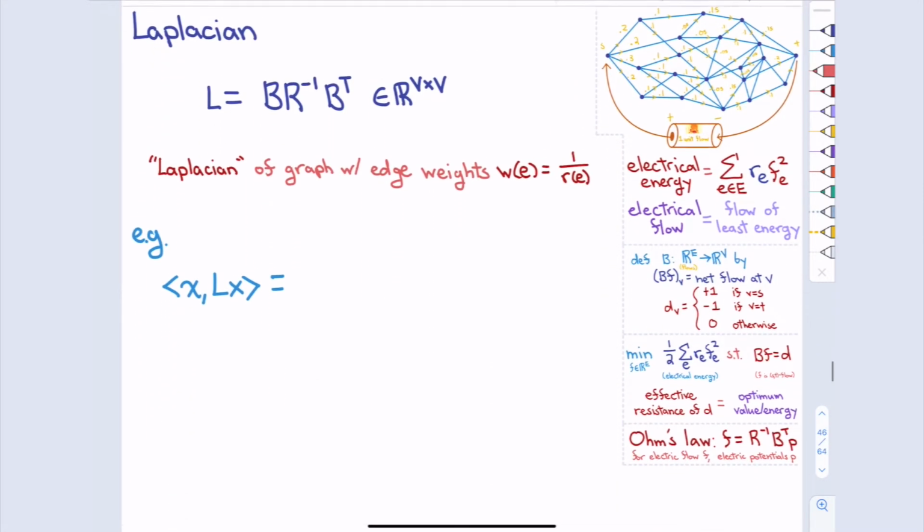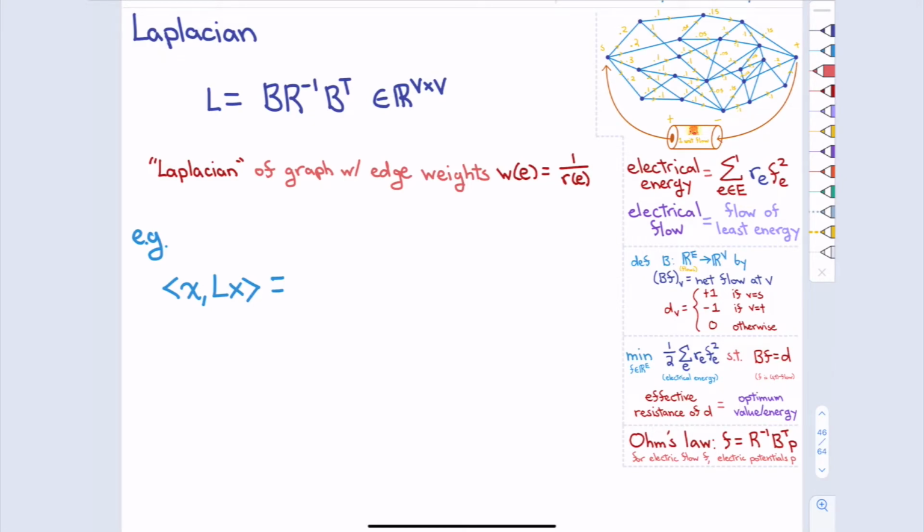All right. Okay. Marching on. This particular expression up above, B R inverse B transpose. It's called the Laplacian of an undirected graph. It's actually corresponding to, it's really the Laplacian of the graph where the edge weights are actually the inverse of the resistances. Okay, so this will be something we'll get used to.